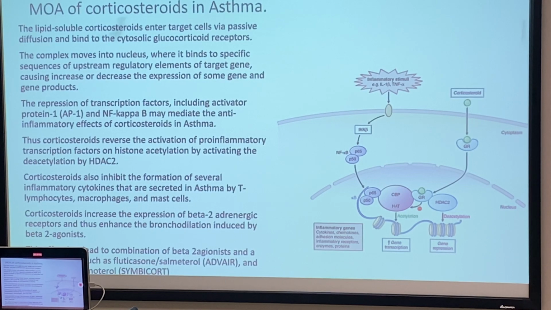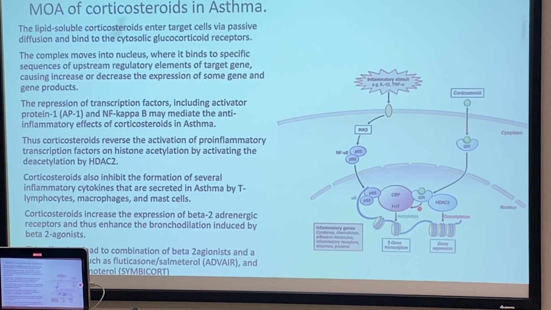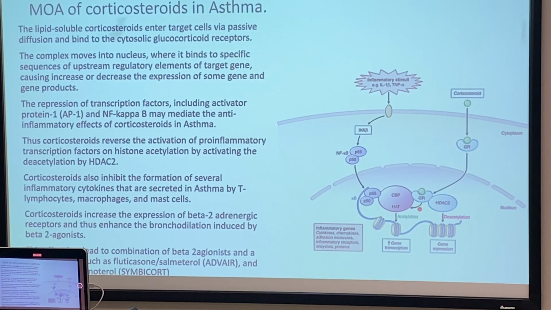Now, if you increase beta-adrenergic receptors by corticosteroid, can you add a beta-adrenergic agonist along with the corticosteroid? So if you combine a corticosteroid and a beta-adrenergic agonist, then the result is much more bronchodilation, much more relief. That's what they did in these two drugs, the fluticasone-salmeterol Advair or the budesonide-formoterol Symbicort. That is the combination therapy. Here they combine the corticosteroid and a beta-adrenergic agonist.